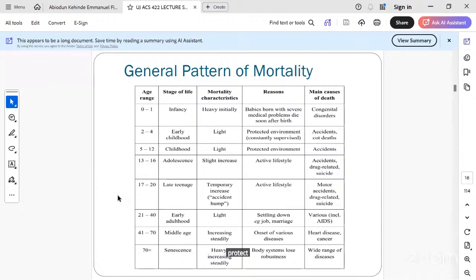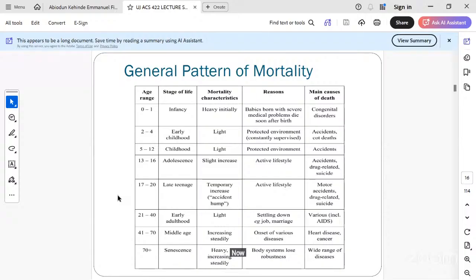protect the babies from external medical constraints that will put their life at risk. So the mortality rate will be light during this stage, and of course, the mortality rate will have improved as compared to the infancy stage.